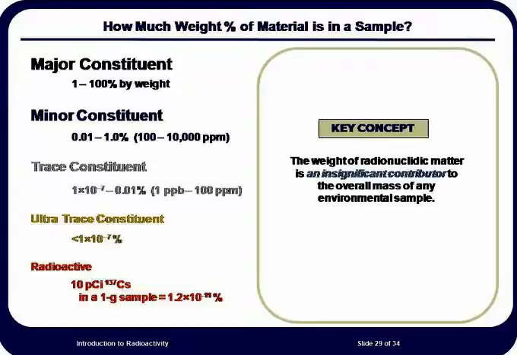The constituents of a sample are usually identified as major, minor, trace, and ultratrace in terms of their percent mass composition in the whole sample. For radionuclides in drinking water, the percent mass is even much smaller than ultratrace. This means that standard analytical techniques for measurement of elements will not work satisfactorily in detecting radionuclides. Overall, the weight of radionuclidic matter in these samples is an insignificant contributor to the overall mass of any of the drinking water samples that we would measure.